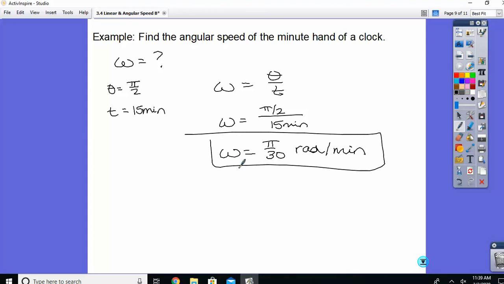Is that one okay? If you were trying to do your calculator on this, what you would have to do is 1/2 divided by 30. You just don't put in the pi. Or sorry, divided by 15, not 30.